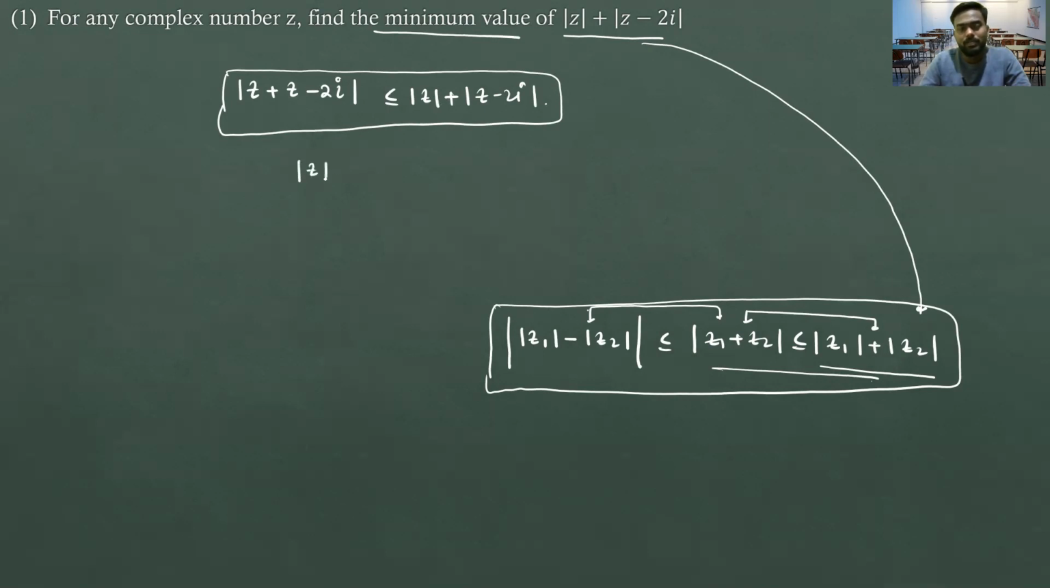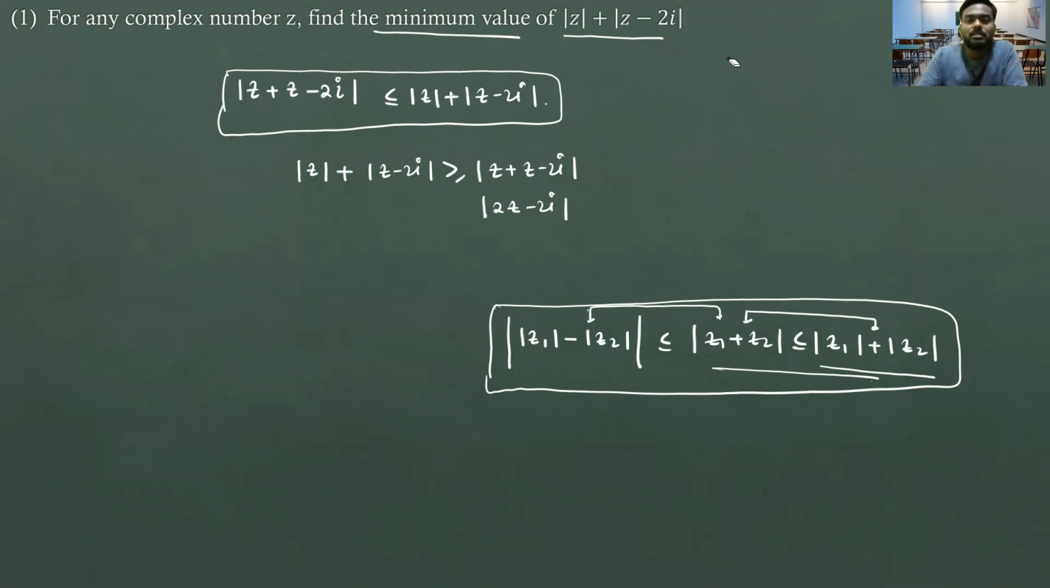Here you see what I can write: modulus of z plus modulus of z minus 2i is basically giving you greater than or equal to modulus of z plus z minus 2i. So this will give you 2z minus 2i, right? So from here you will not be getting any number, right? So you have to think in such a way that somehow this z gets cancelled out. Suppose if somehow this z gets cancelled out, then we will be left with only 2i, and the modulus value of 2i you already know, you can get the value.